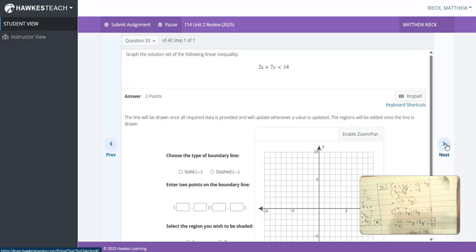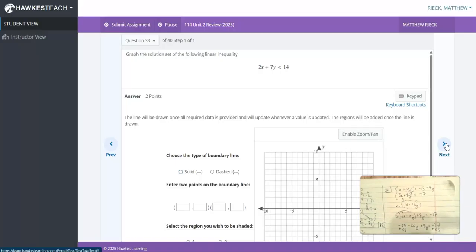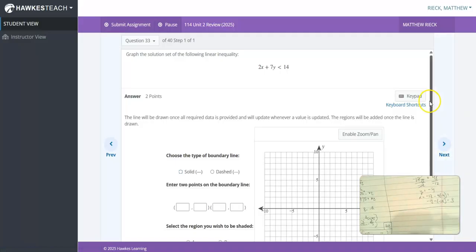Next we have, again, graphing linear inequalities. We have strictly less than, so we're going to use a dashed line. I'm going to find each of my intercepts. To find your x-intercept, that's where your y equals 0. If I cover up the 7y, I have 2x and 14. Divided by 2, I end up with 7 for my x-intercept.